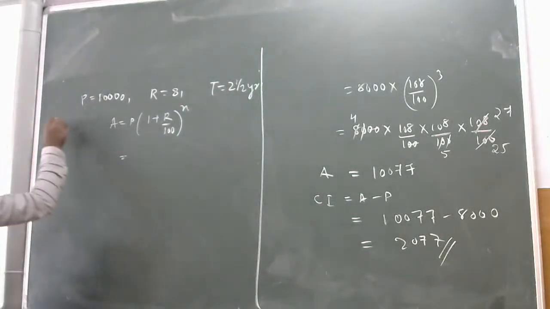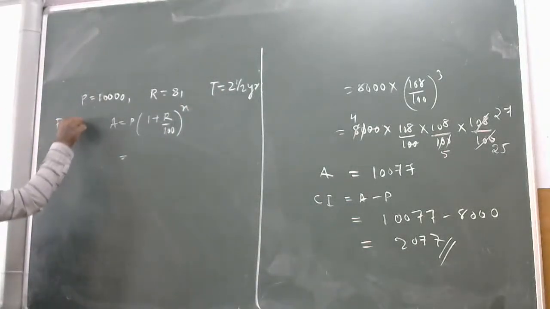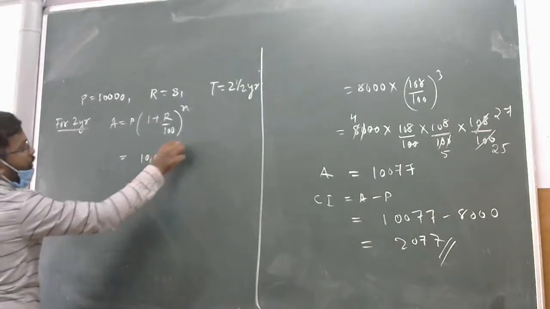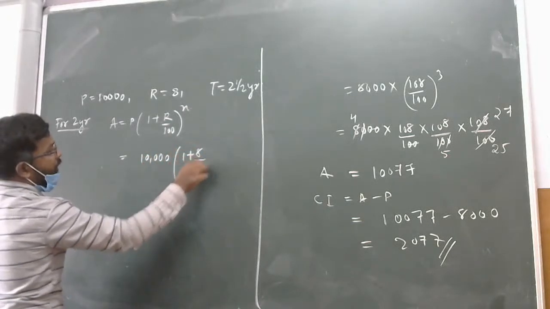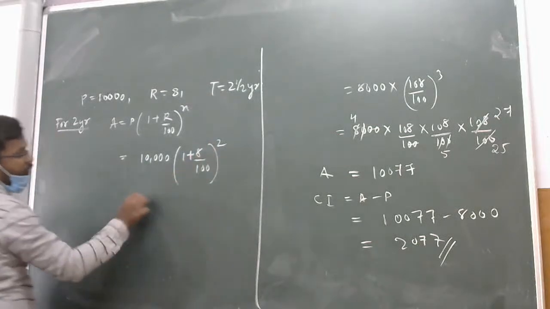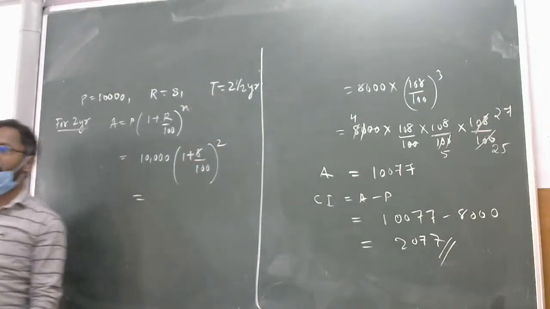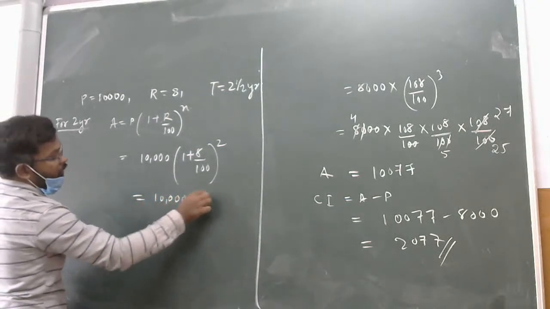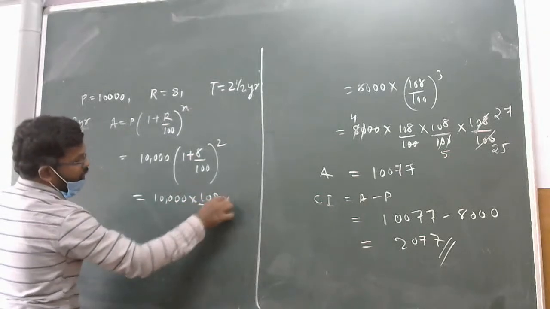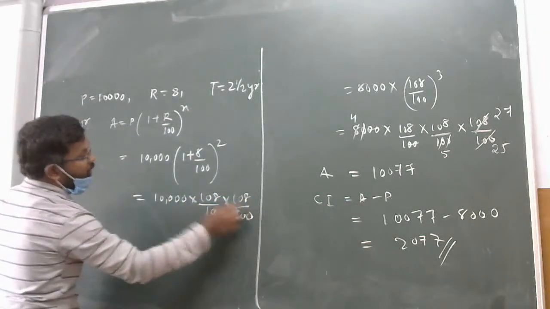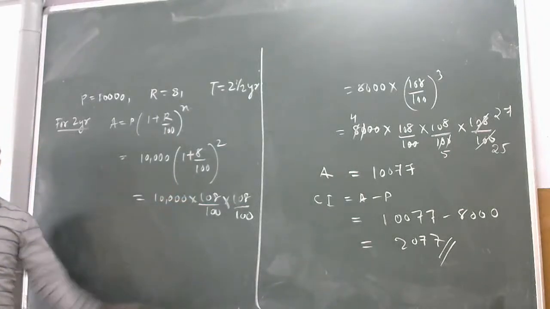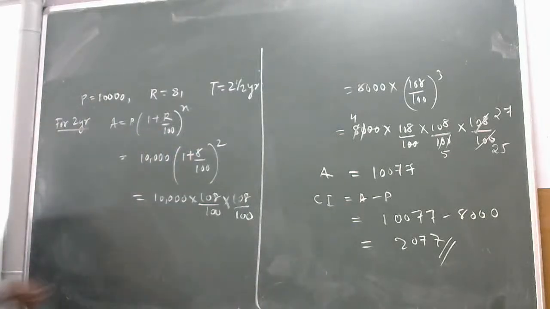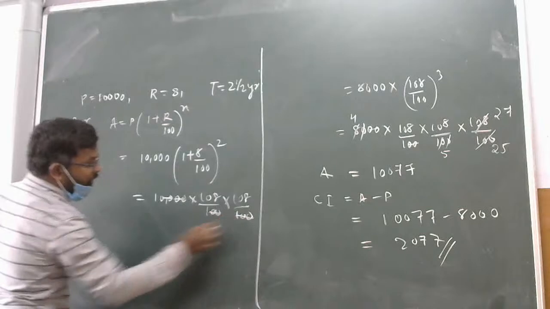So first of all, for 2 years you have to find the amount. Amount for 2 years, 10,000 into (1 plus 8 by 100) whole square. 1 plus 8 by 100, you will get 108 by 100, into 108 by 100. That means you have to multiply 2 times. All the zeros will cancel. So 108 into 108, how much will you get?